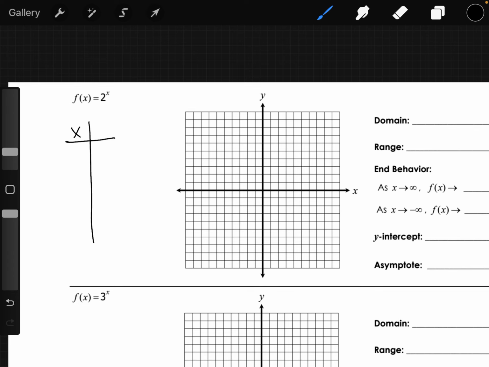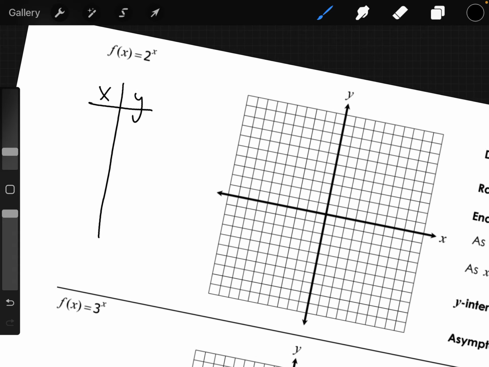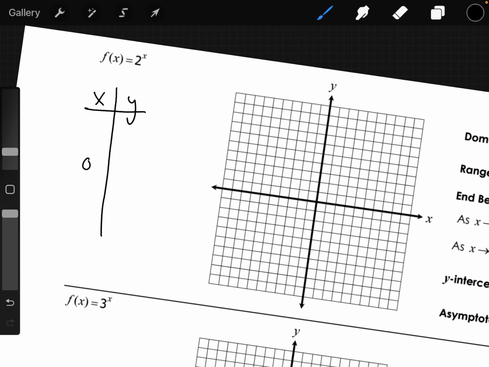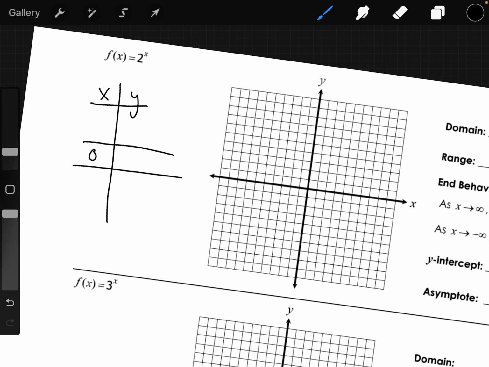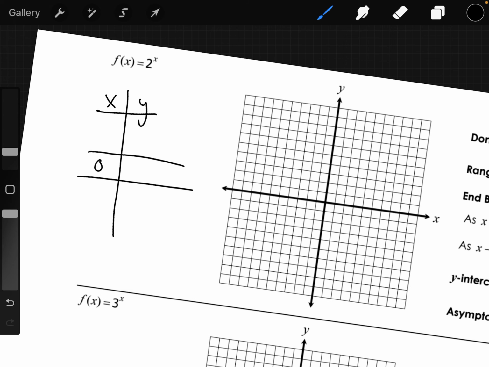So we'll make a table with x and y values, and we'll start from 0 and get to the sides. So when x is 0, f of x is equal to 2 to the power of 0. Anything raised to the power of 0 is 1, so y is 1. So we're at 0, 1.